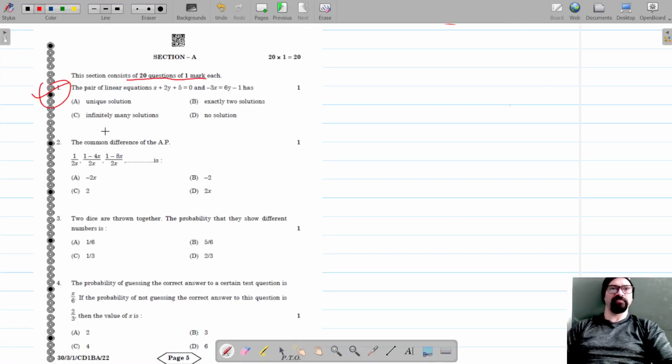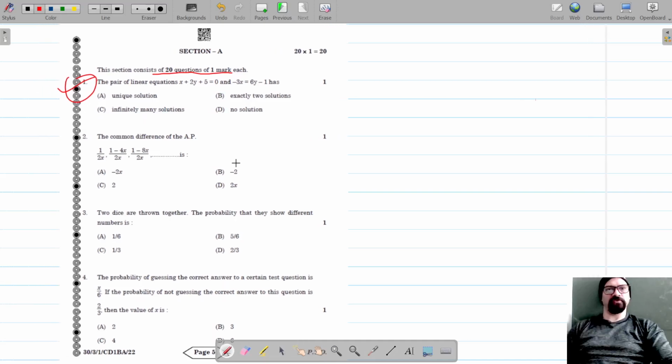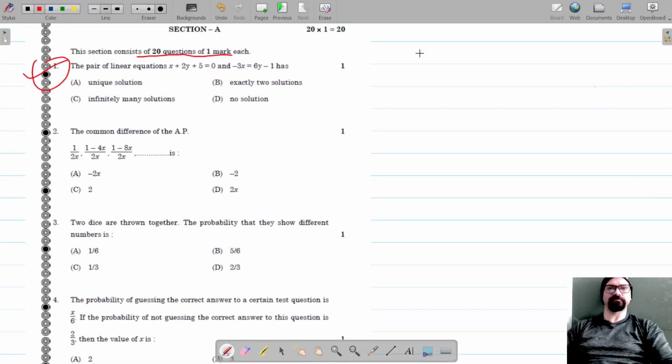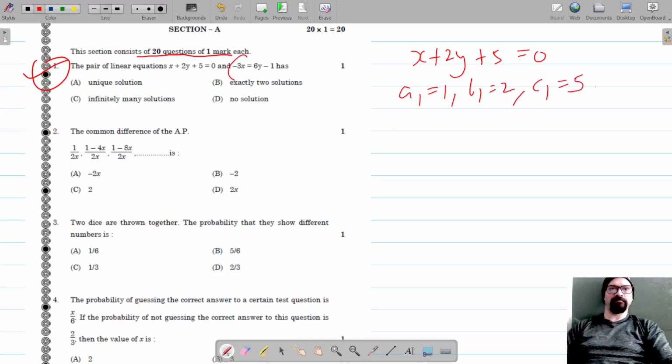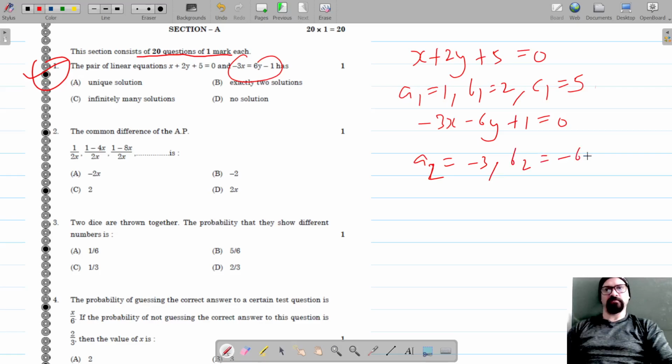The first question is the pair of linear equations x plus 2y plus 5 is equal to 0. Let's write down the pair of equations. In this, A1 is 1, B1 is 2, and C1 is 5. The next equation is minus 3x minus 6y plus 1 is equal to 0. Here A2 is minus 3, B2 is minus 6, and C2 is 1.